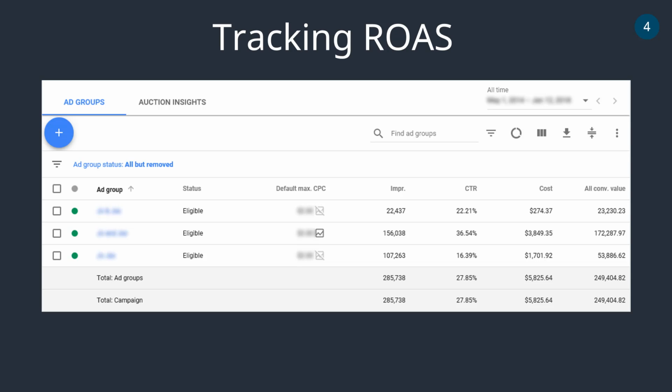Because the connection between ad spend and ROAS is so direct for e-commerce companies, many people refer to ROAS as an e-commerce metric. However, ROAS is also a great metric for non-e-commerce companies. It's just a little harder to track.